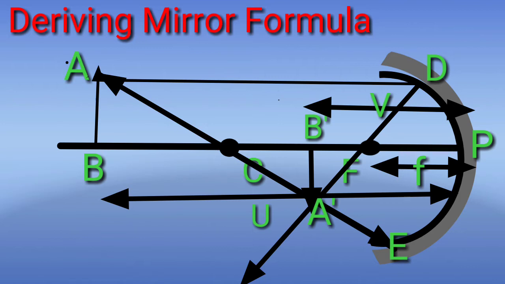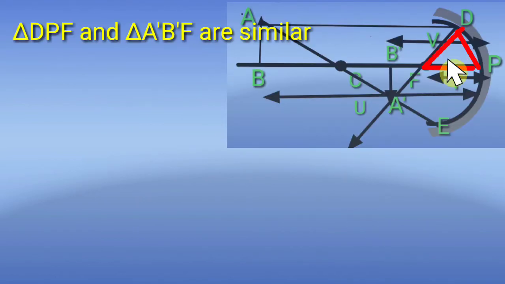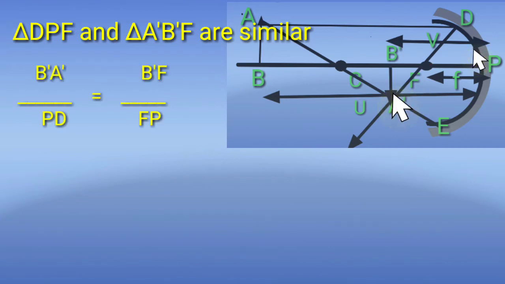Once again, AB is the object, A dash B dash is the image, U is the distance between the object and pole, V is the distance between the image and pole, and F is the focal length, the distance between the focus and pole. In the diagram, triangles DPF and A dash B dash F are similar. So I am taking B dash A dash by PD, the same adjacent sides, equal to B dash F by FP. That is the equation.